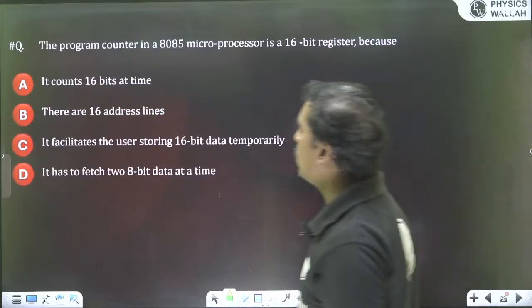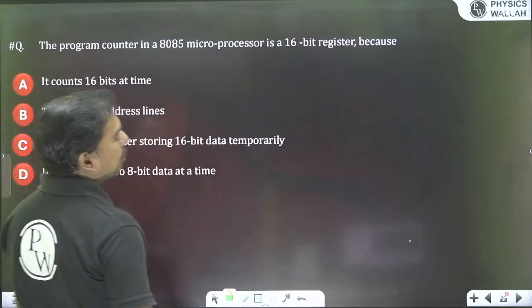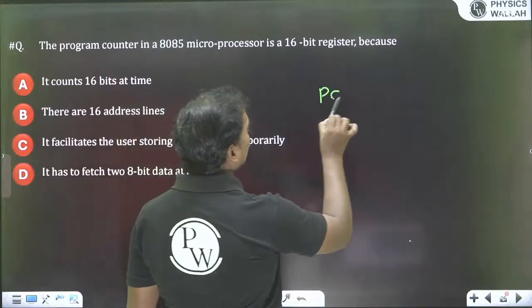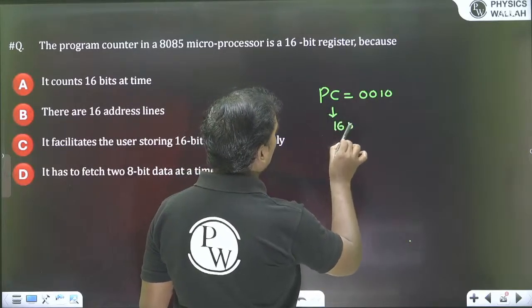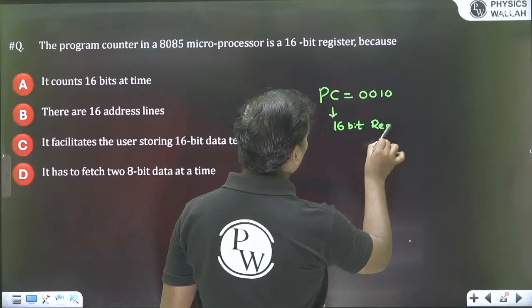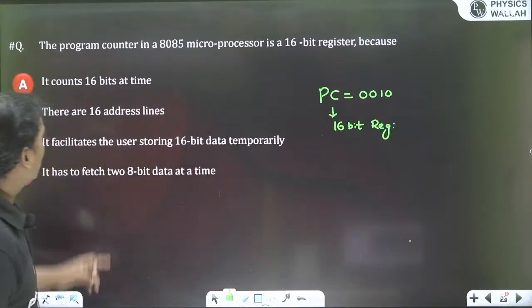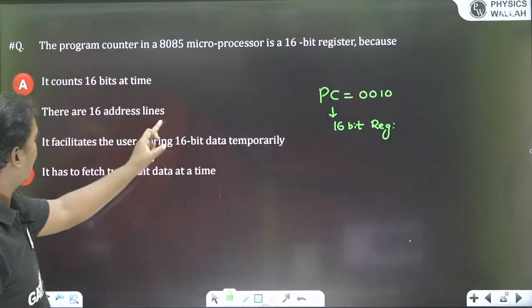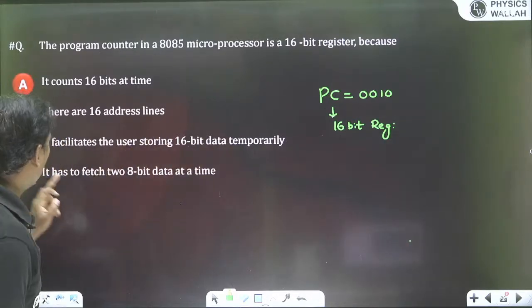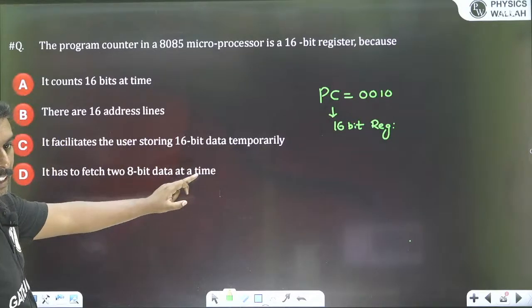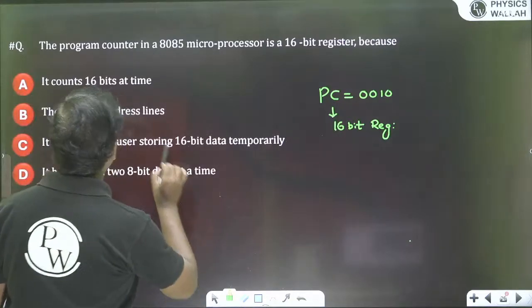The program counter in an 8085 microprocessor is a 16-bit register. So PC is a 16-bit register. What will it hold? See here, it counts 16 bits at a time. There are 16 address lines. It facilitates the user storing the 16-bit data temporarily. It has to fetch two 8-bit data at a time. No need to, there are 16 address lines.